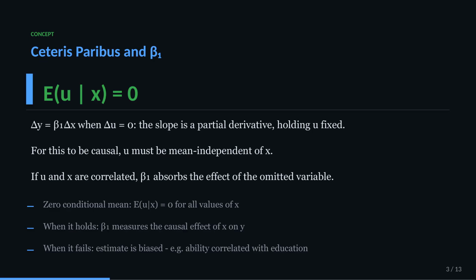That takes us to the most important condition in the model, the zero conditional mean assumption, written as E of u given x equals 0. Once we know x, the average value of the error term should still be 0. In plain language, the omitted influences inside u should not systematically move with x. If they do, beta 1 starts picking up more than the effect of x itself. Suppose ability affects wages and is positively correlated with education. Then a regression of wages on education alone will overstate the return to schooling, because education is partly standing in for ability.